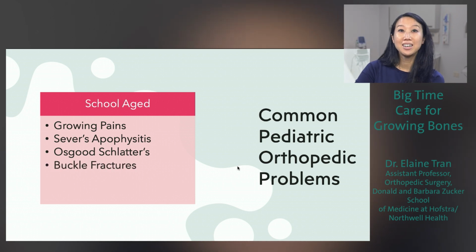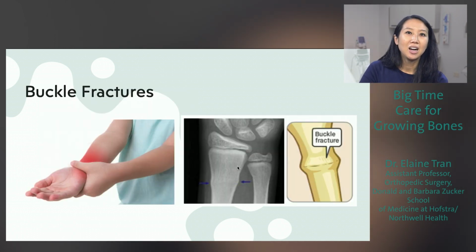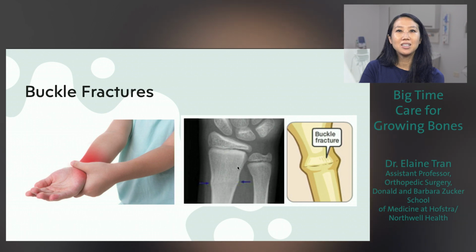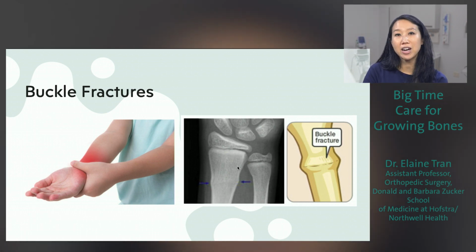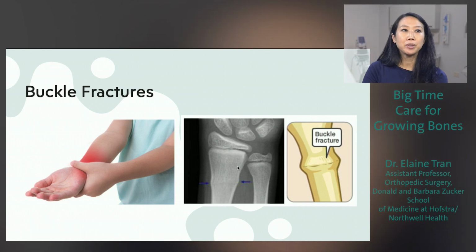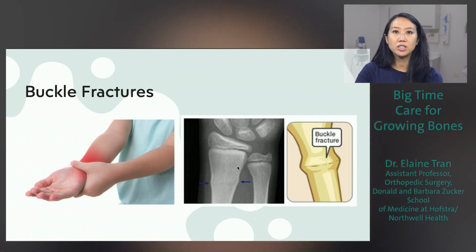So next, I'm going to talk about buckle fractures. The age range for this is all over the place. It can happen in young kids, in preteens and adolescents. And what it is, it's a special type of fracture that only kids can get. Adults don't get this fracture. It typically will be from some sort of fall onto a wrist. The wrist is the most common area where we see it.